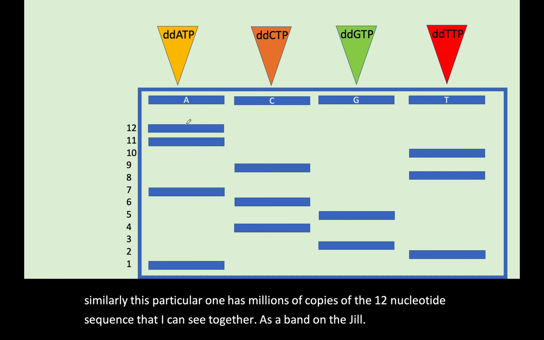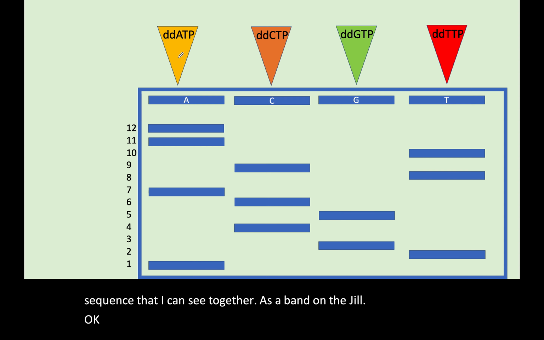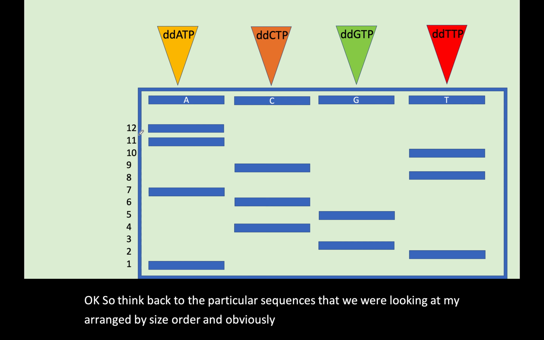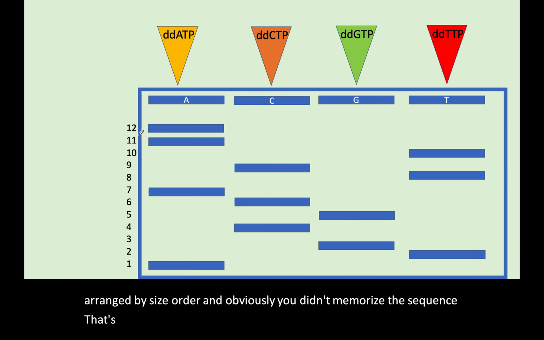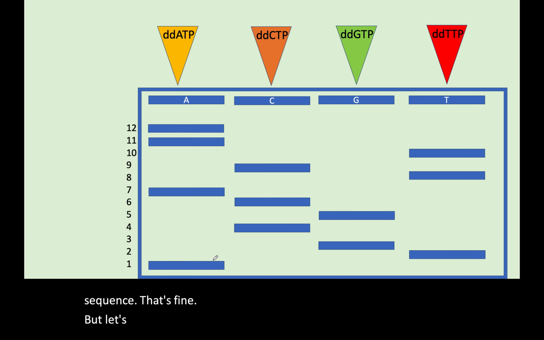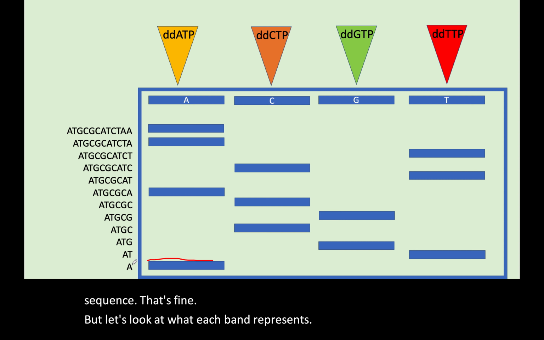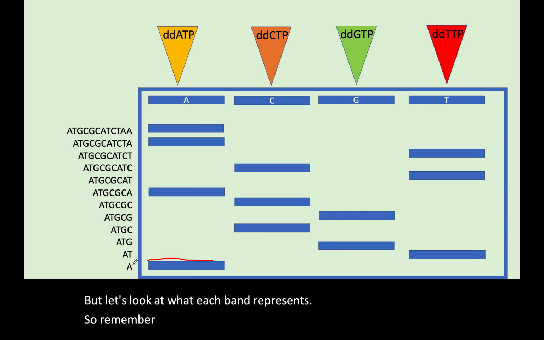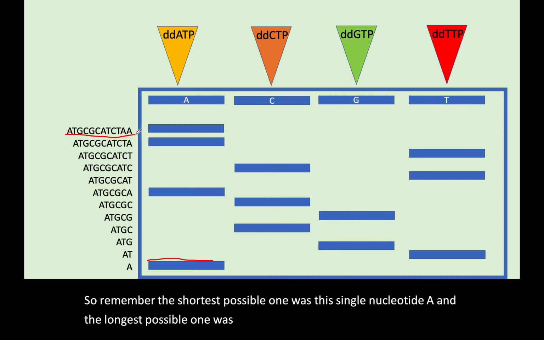Okay, so think back to the particular sequences that we were looking at. I arranged it by size order, and obviously you didn't memorize the sequence, that's fine. But let's look at what each band represents. So remember, the shortest possible one was this single nucleotide A, and the longest possible one was the whole 12 nucleotide sequence length.